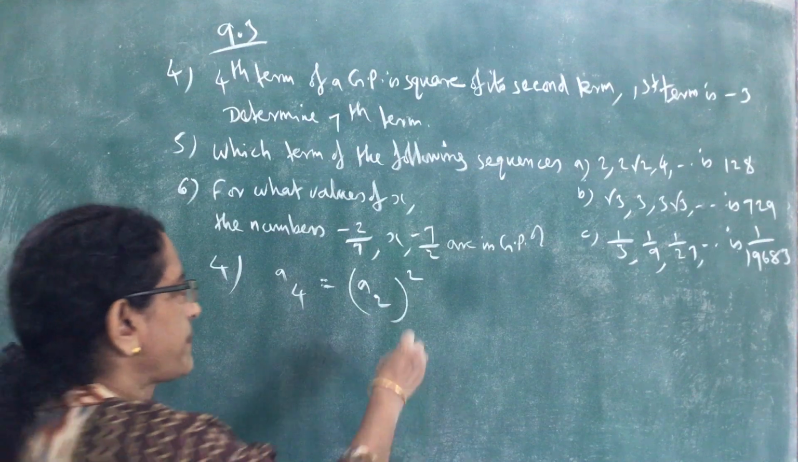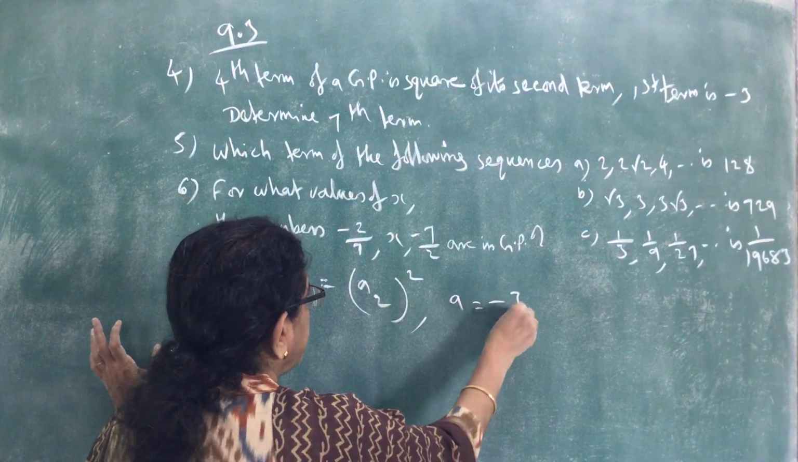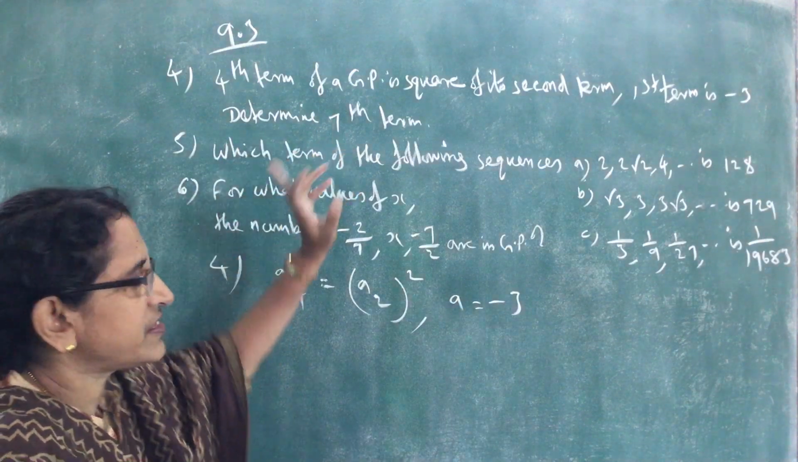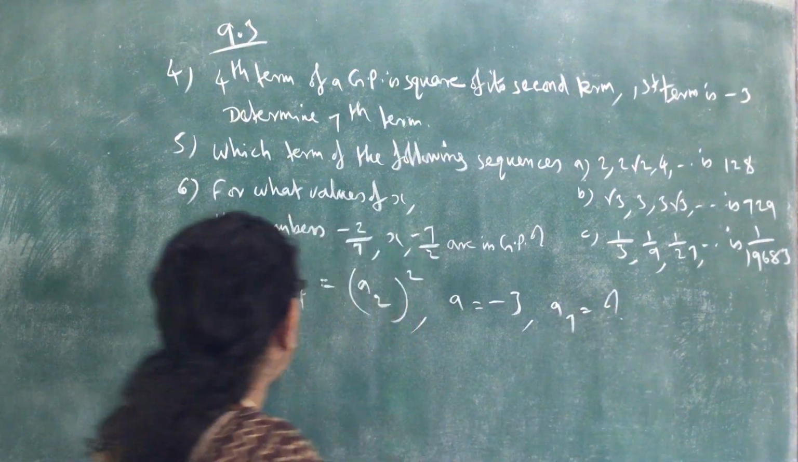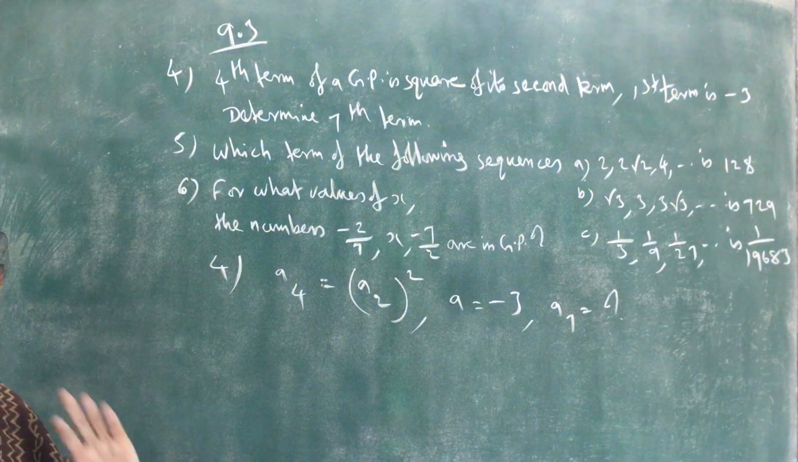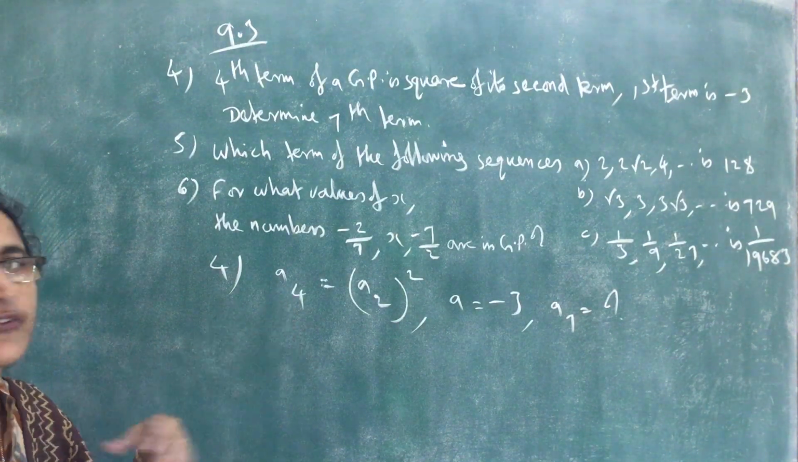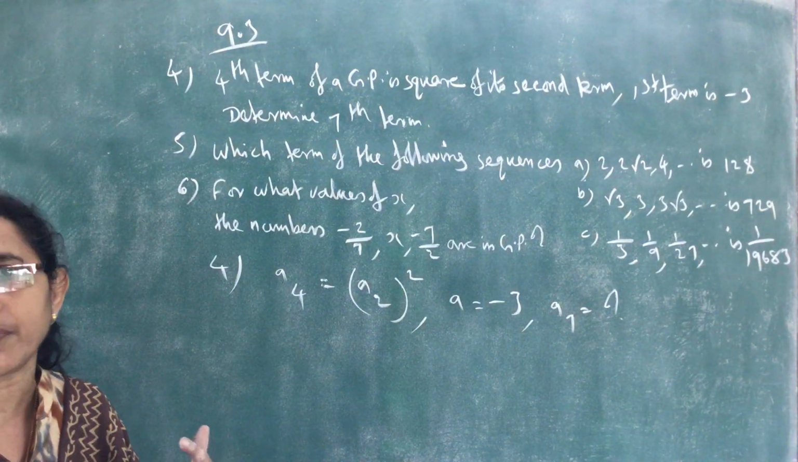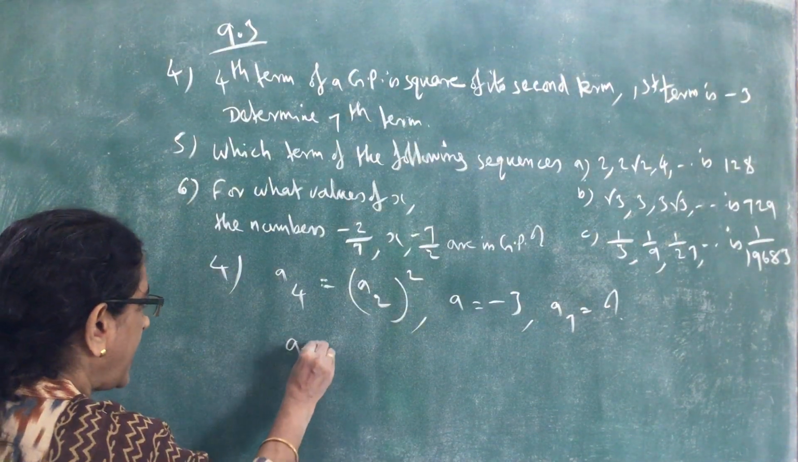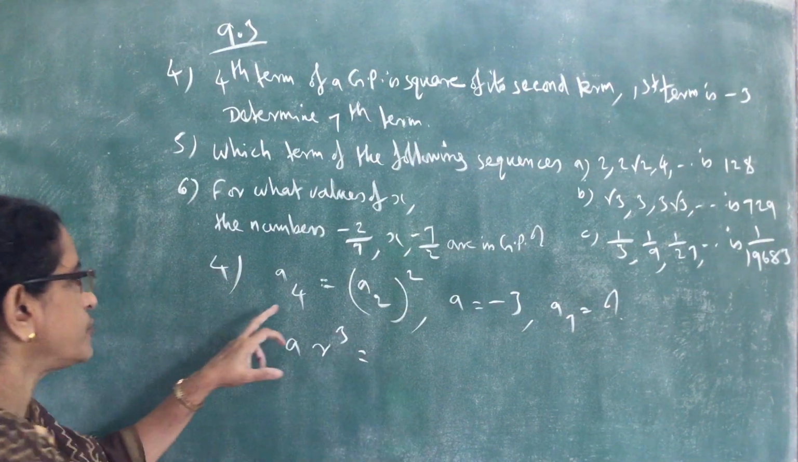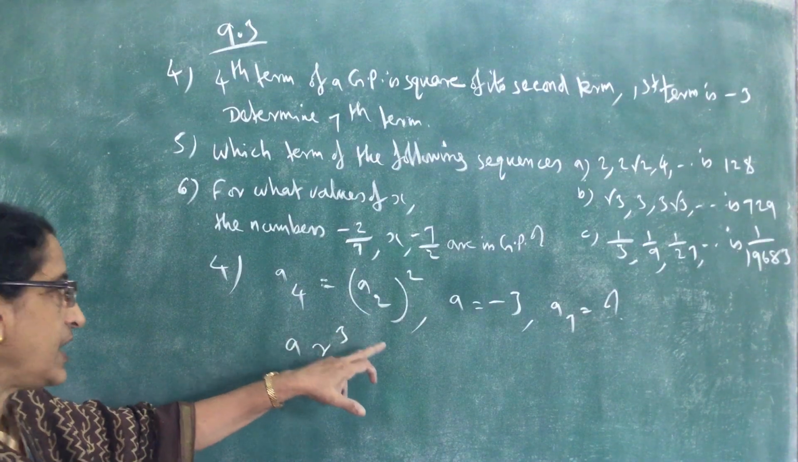Then first term is minus 3, that is A equal to negative 3. Determine seventh term. A7 we want to find. So for A4 we can apply the formula. What is the formula for fourth term? AR raised to n minus 1. AR raised to 4 minus 1, so that is AR raised to 3, equal to A2.